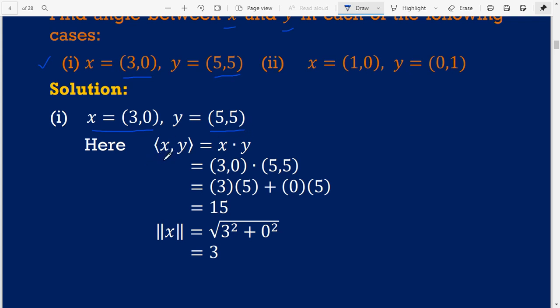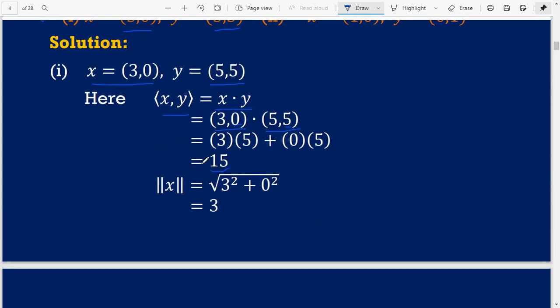Here inner product x with y is equal to x dot y. So dot product of (3, 0) with (5, 5) is equal to 3 into 5 plus 0 into 5, is equal to 15 plus 0, so 15. And norm x is equal to the square root of inner product x with x.